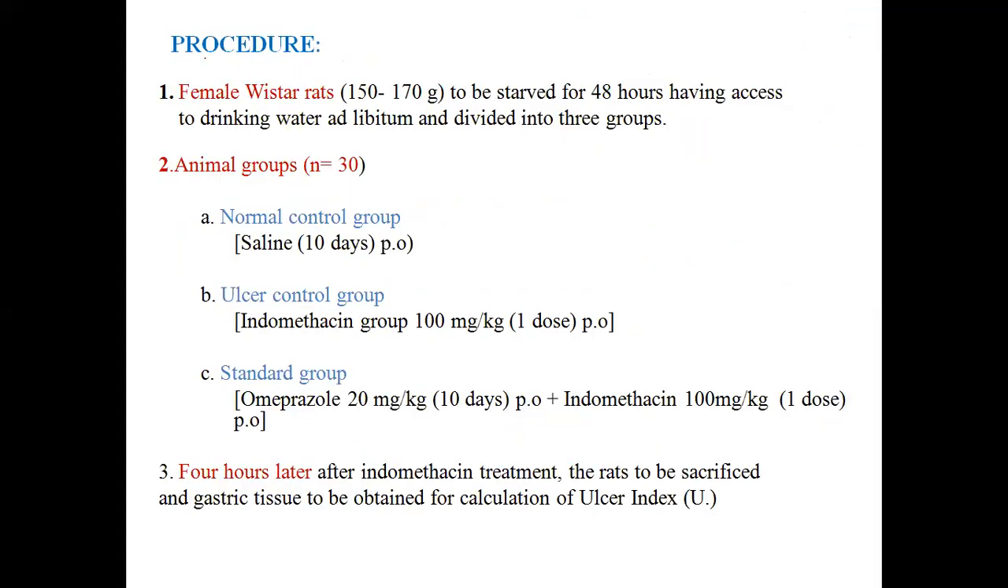Now come to the procedure. In case of procedure, first of all, we are using female Wistar rats, 150 to 170, and then we are starving them for 48 hours. At the same time, we are allowing them to drink water ad libitum. Ad libitum means there is no limitation, we are not restricting them from taking water. If they are starved, they can take more water. Why are we starving them? Because we want to avoid interference of food.